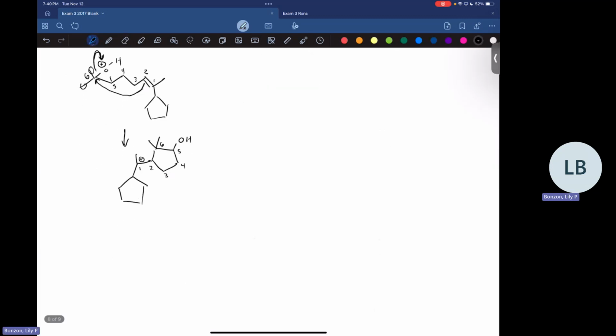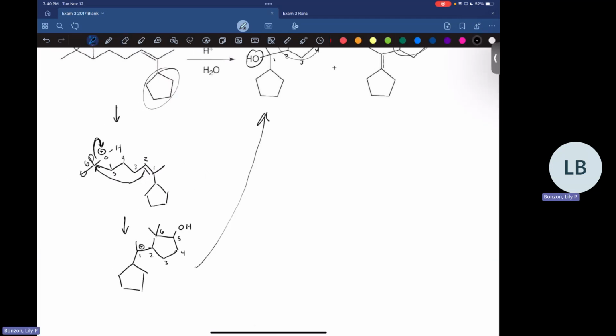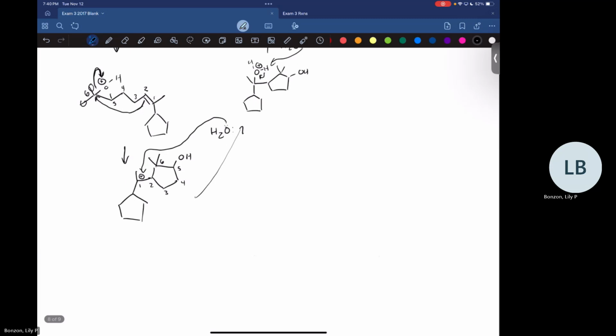So then from here, in order to get to the first product, we can just do an attack by water. So water is going to attack at that plus charge. We're going to add OH2. And then our last step is just going to be deprotonating that water to form the alcohol. And that's going to be the first product. Any questions on that first product?